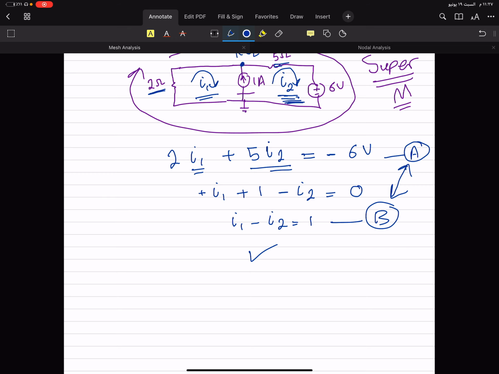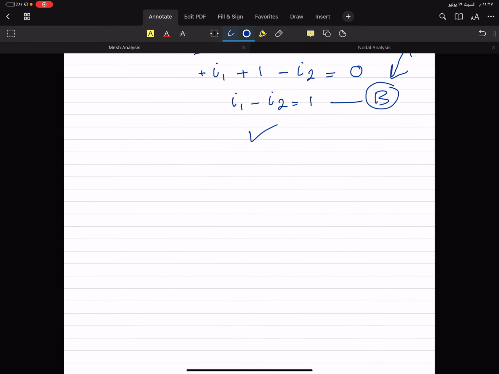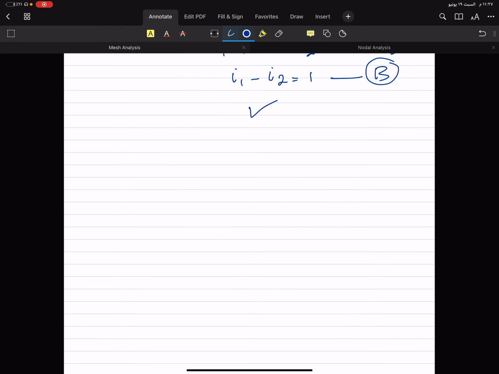So in short, nodal supermesh is gained when you have a mesh, when you have a current source in the middle between two meshes. So in this case, directly go for supermesh. And don't forget, in the first equation, assume that there is no current source and pass through all the circuit. Not all the circuit, through all the supermesh.